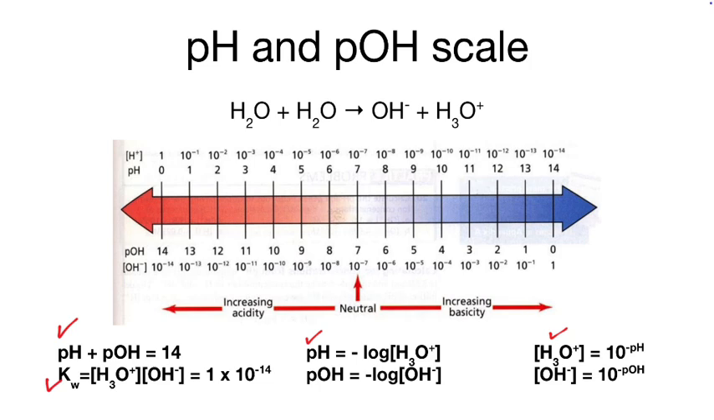P means negative log. So I can take the P of anything, which just sounds fun to say. Right? So I can take the P of the H plus concentration, or my hydronium ion. I can take the P of my hydroxide ion concentration. It's all just going to depend on what I decide to look at. If I decide to look at the hydroxide concentration, I'll just take the negative log of that. Ta-da! I've got a POH now.